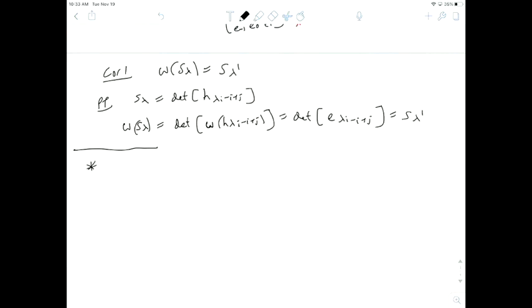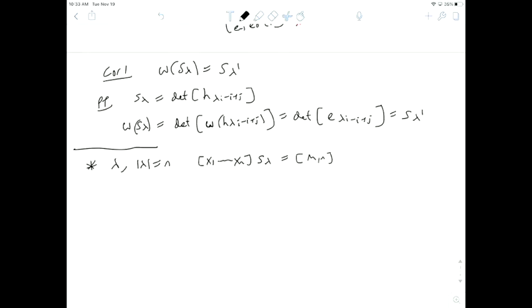Okay, second corollary. Remember, if lambda is a partition of n, what is the coefficient of x1 through xn in S lambda, which is the same as the coefficient of the monomial M_{1^n} in S lambda? This is the number of standard tableaux of shape lambda, f lambda. So there is a ring homomorphism on symmetric functions called the exponential specialization.